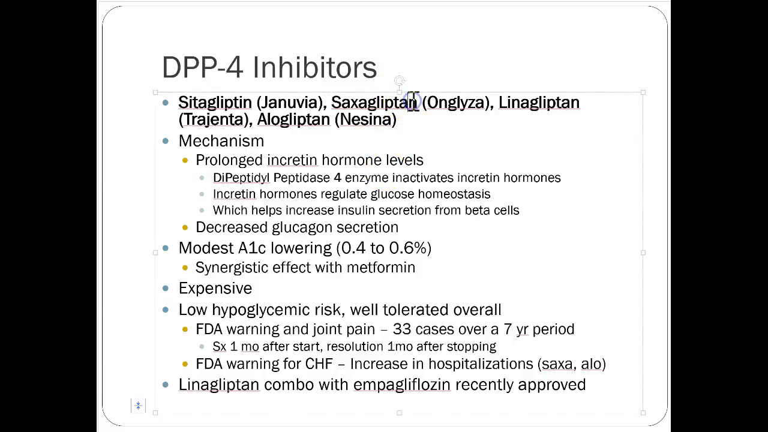And this has been bugging me. I made a silly pharmacist error here. These are all spelled wrong. They're all gliptins, not gliptans. Sorry about that.